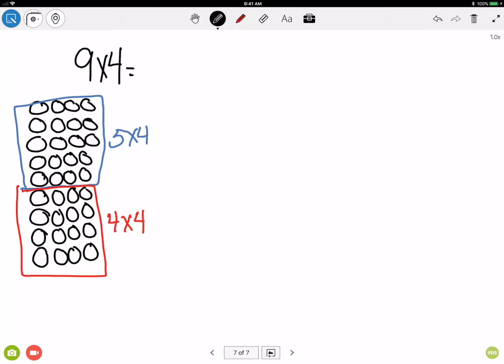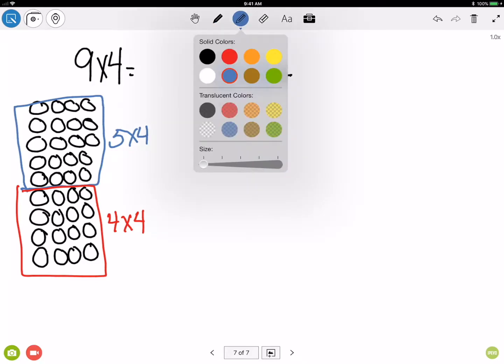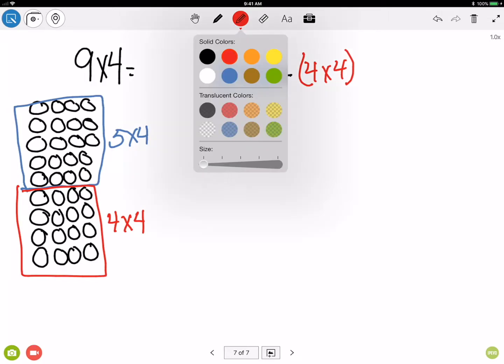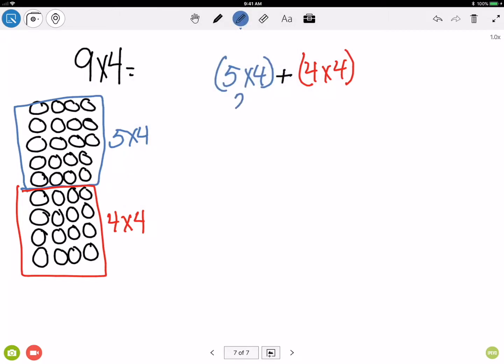So when we're doing this out, we would have 5 times 4 plus 4 times 4. What's 5 times 4? 20. What's 4 times 4? 16. And then we would just have to add them together. 20 plus 16 is 36. So 9 times 4 is 36. Using that distributive property makes it a lot easier.